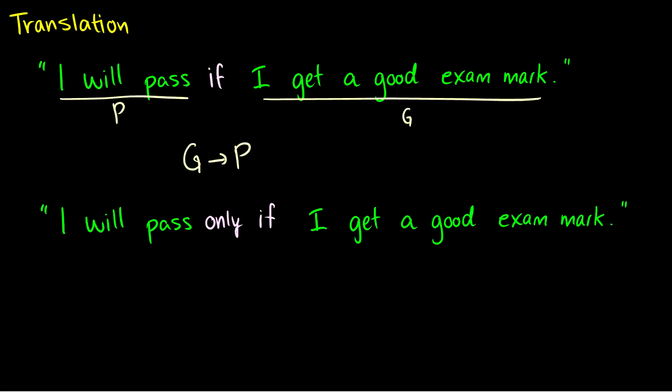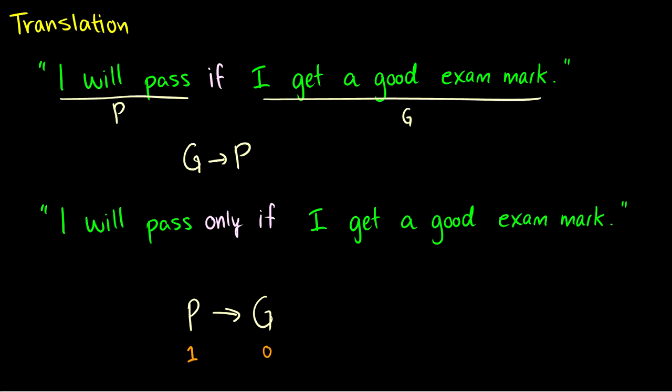Let's compare this with I will pass only if I get a good exam mark. So this is actually the opposite. This is P arrow G. What this says is if I pass the course, if this is a 1, if I do pass, then I better have gotten a good exam mark. So if I pass, but I don't get a good exam mark, then this is going to be false.